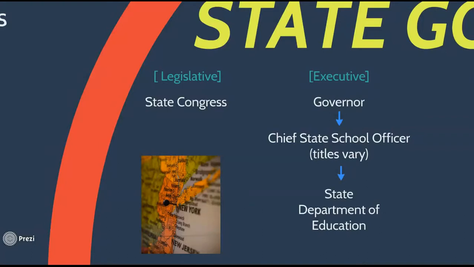The state governor also oversees the State Department of Education and the person in charge of the State Department of Education, often known as the Chief State School Officer or the State Superintendent. In some states, this individual is elected, and in other states, the officer is appointed. The State Department of Education makes regulations and distributes funding to local school districts, as well as sets state curriculum standards.